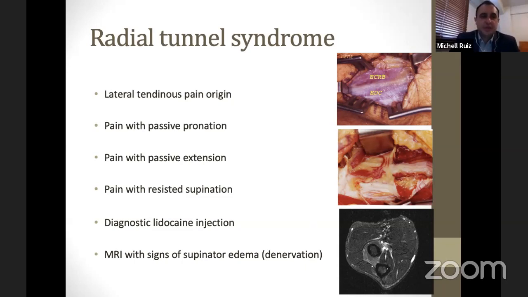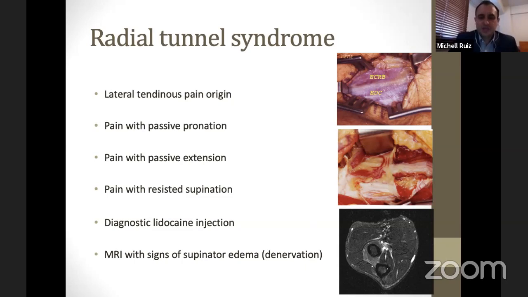Well, in radial tunnel syndrome, you will also have lateral tendinous pain, but the difference is that the pain in radial tunnel syndrome is also found with passive pronation, which is not found in lateral tendinopathy. The pain with lateral tendinopathy is only with active pronation, not passive pronation. Also, you will have pain with passive extension of the wrist and pain with resisted supination, which is very infrequently found with lateral tendinopathy. In these patients, I use a diagnostic lidocaine injection just to rule out the presence of a concomitant radial tunnel syndrome or radial tunnel syndrome on its own.